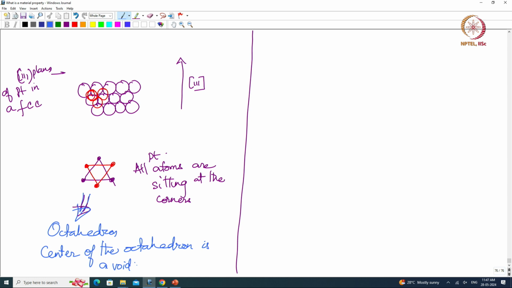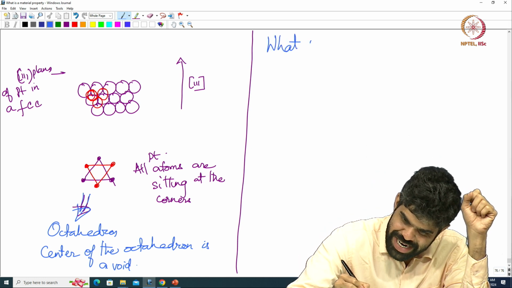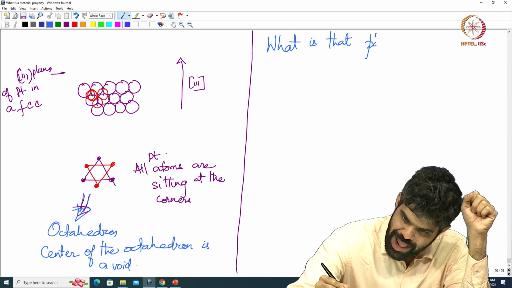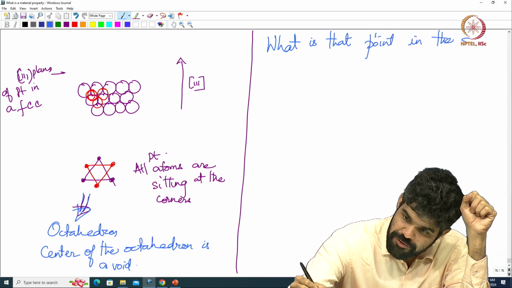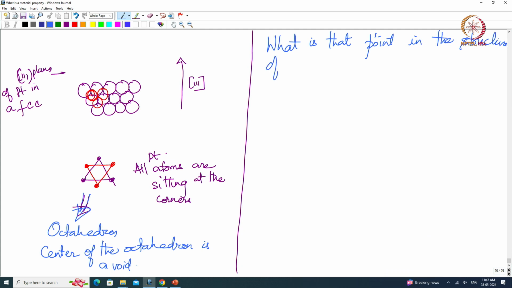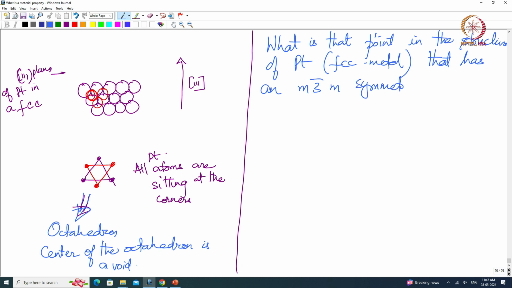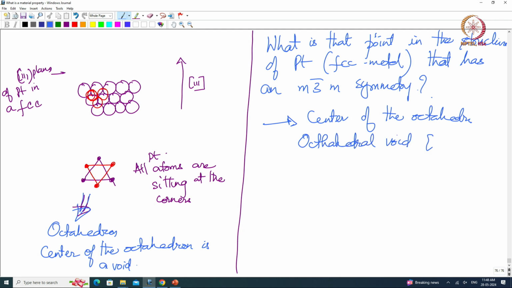Now, what is that point in platinum? In the structure of platinum, which is any FCC metal in general, right, that has an M3 bar M symmetry, it is the center of the octahedron. So, I have drawn an octahedron here which has a center point, and the central point is what is called the octahedral void, which is supposed to have what is called an OH symmetry.